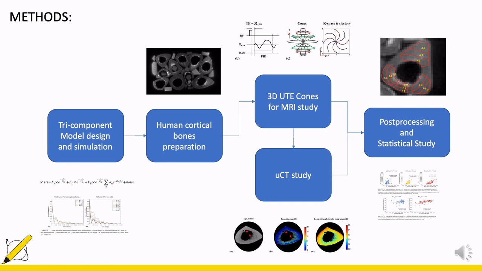By doing statistical analysis of these results, we could compare the difference of bicomponent and tricomponent to see which model is better. This is a bicomponent model. Fs is the fraction of short T2 star component, and Fl is the fraction of the long T2 star component, which are the bond water and pore water specifically.